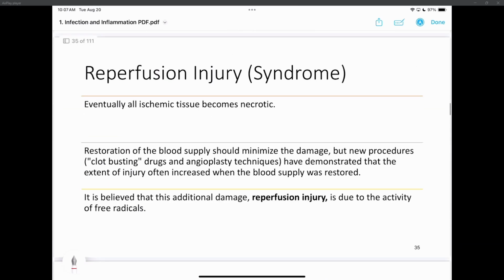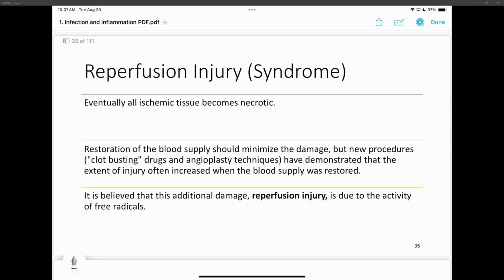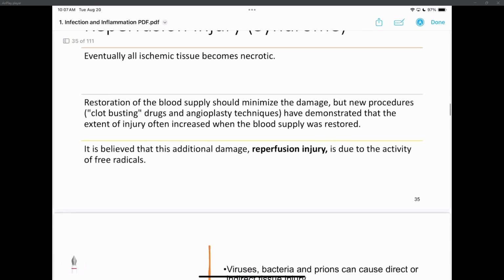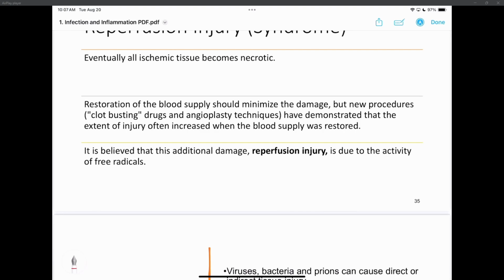So again, talking about reperfusion injury, eventually all ischemic tissue will become necrotic. You don't have any oxygen, no blood supply, no healing factors, no way to wash out your waste products, your cellular necrosis. But again, with these new techniques, when the blood supply is restored, there is some injury going on. Again, mostly due to free radicals.